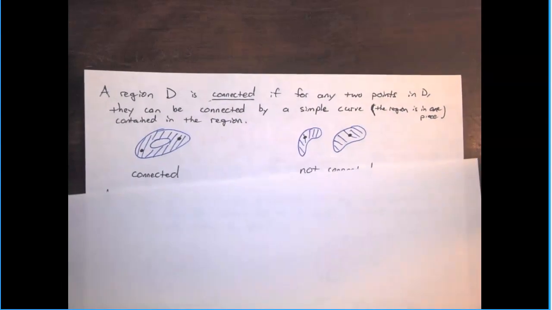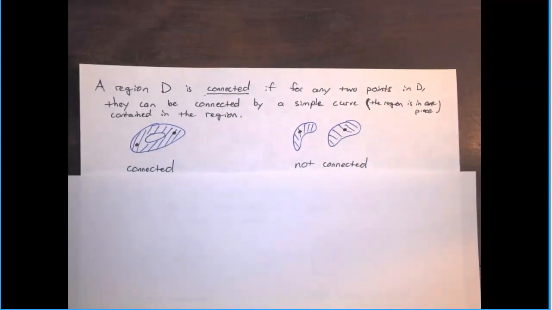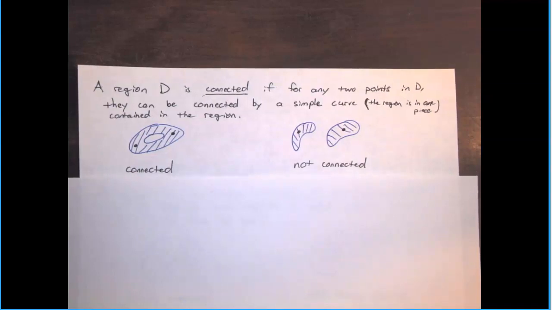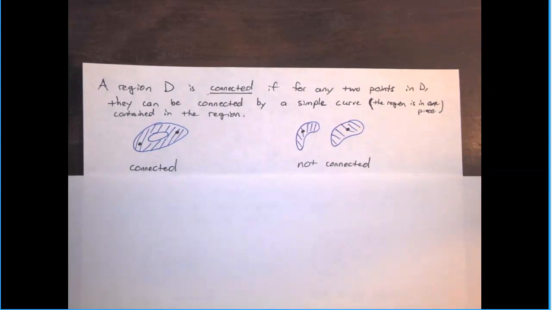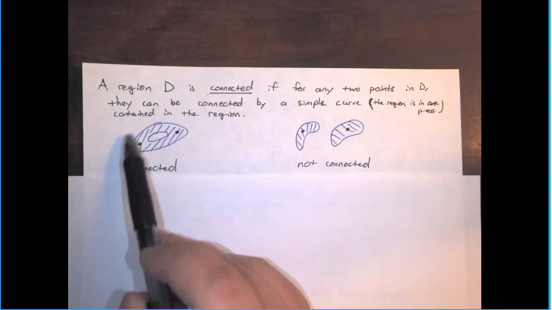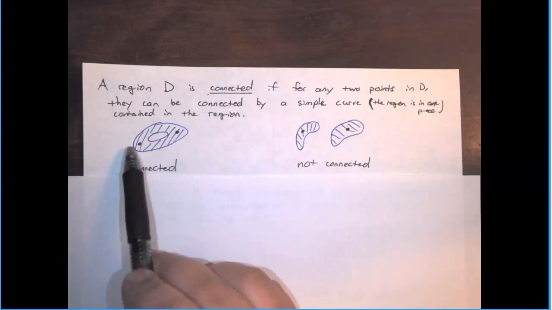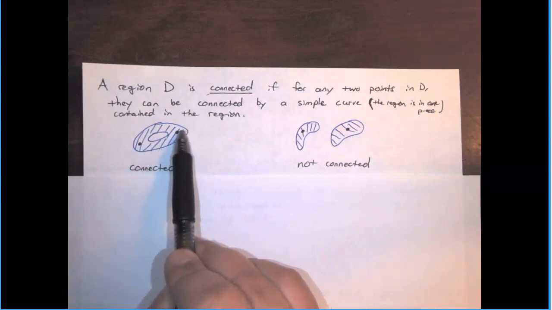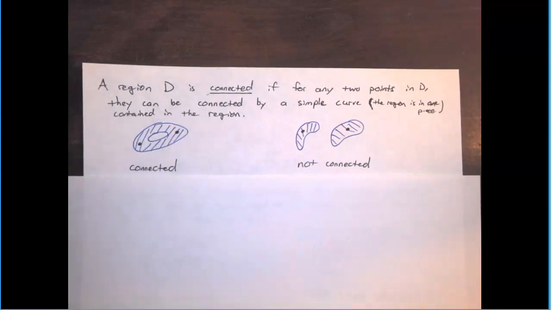A region is connected if you can pick any two points and draw a simple curve, so a curve that doesn't intersect itself. You can draw a simple curve between those two points without leaving the region. And in two dimensions, well, in any dimension, what this means is that the region is only one piece. So if you look here, I have this annulus. I pick any two points, let's say these two points. I can draw a curve between them and stay in my region, in this washer region. And there are infinitely many curves I can choose.